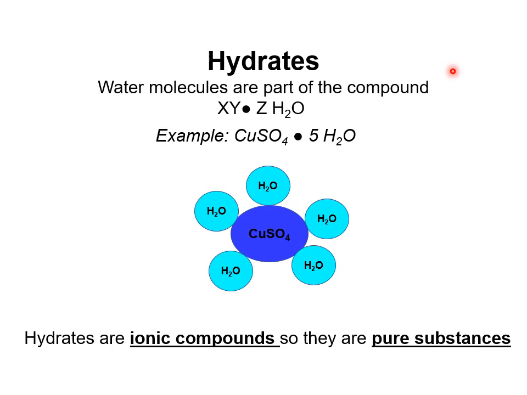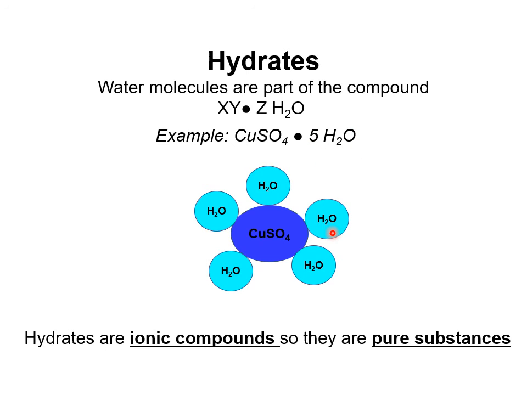Next, we're going to look at hydrates. In hydrates, the water molecules are actually part of the compound. So the way to recognize hydrates is that they have this dot and then some number of H2O attached to an ionic compound. Here the XY represents an ionic compound. For example, copper sulfate pentahydrate, that's how we name it, is an ionic compound that is a hydrate. These water molecules are actually part of this structure.